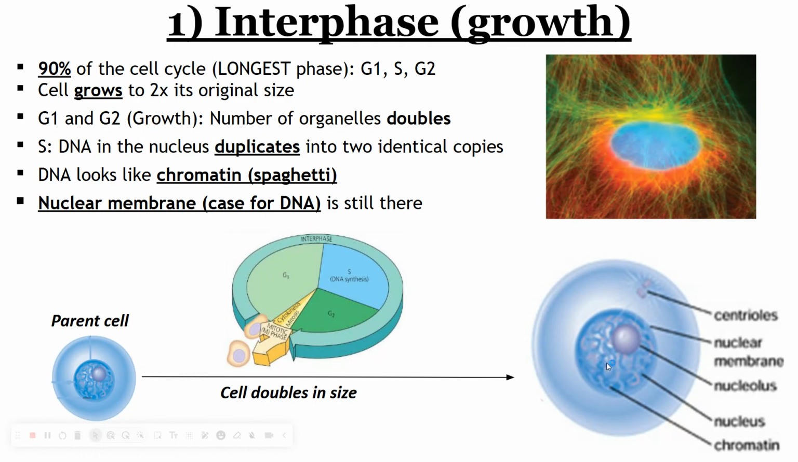So here you can see a labeled image of interphase. You can see the chromatin over here. You can see that this whole thing is the nucleus. This is the nucleolus. This is the nuclear membrane. And then over here we have centrioles as well. The centrioles are also in this process. And remember, those are the little organelles that kind of move around and go to opposite sides eventually, but not right now.